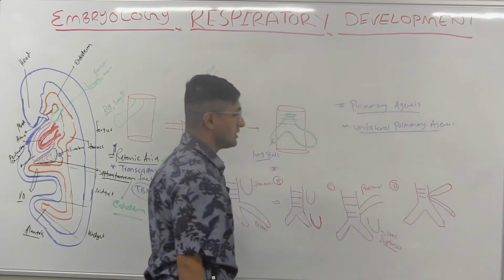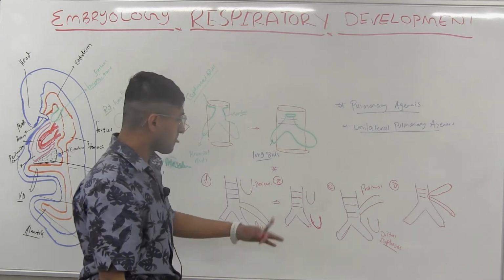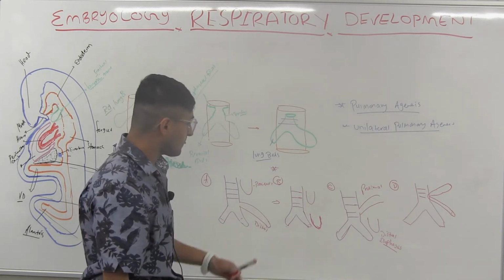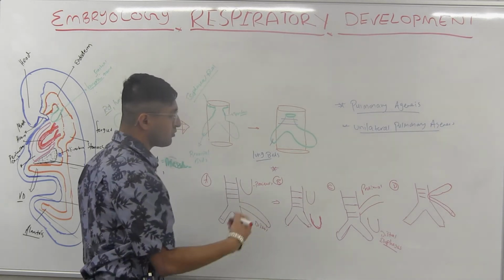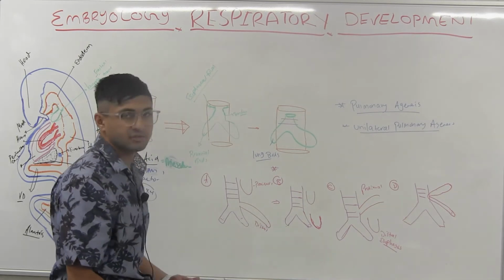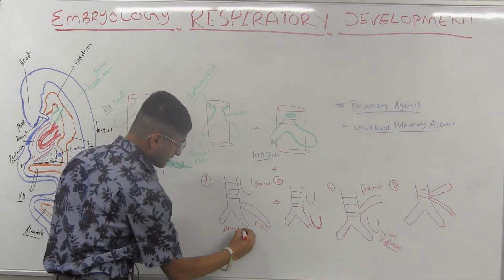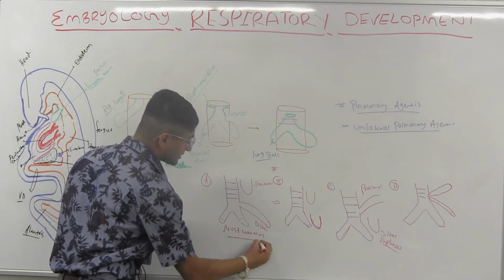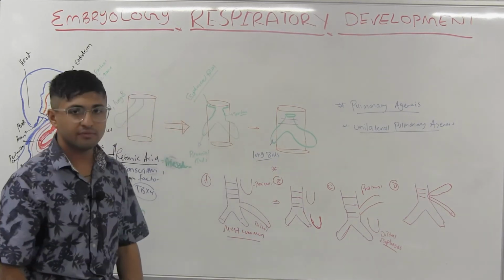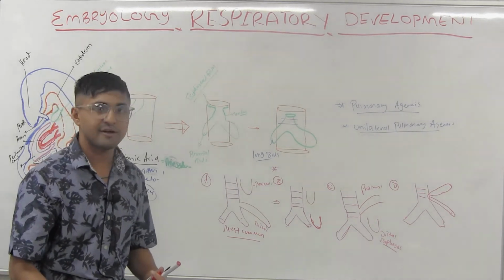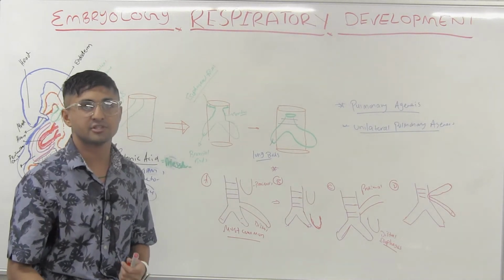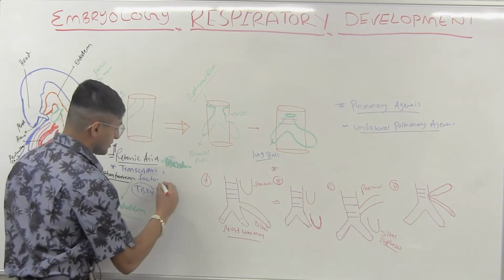This can also give tracheoesophageal fistula. These are the 4 different types of tracheoesophageal fistula you get to see, the most common being this one right here. And most of the time, some of the conditions are very, very common with the tracheoesophageal fistula. I'm going to write those down too.